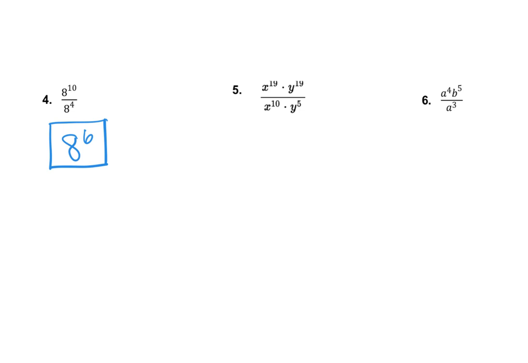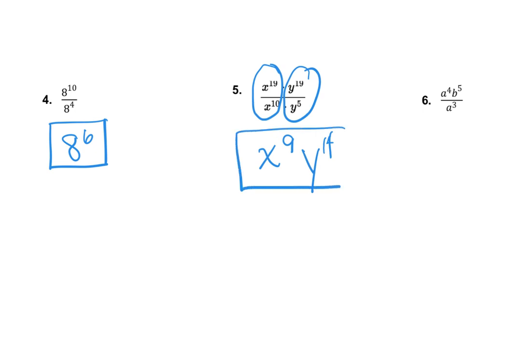All right, for question number 5, we've got x to the 19th times y to the 19th divided by x to the 10th times y to the 5th. In this case, we're going to divide them separately. So x to the 19th divided by x to the 10th is x to the 9th, because 19 minus 10 is 9. Y to the 19th divided by y to the 5th is y to the 14th, because 19 minus 5 is 14.